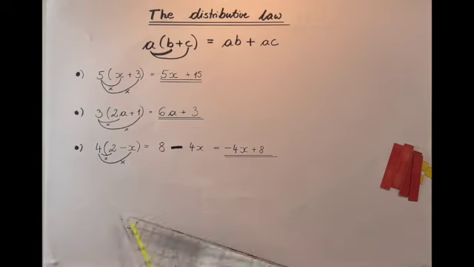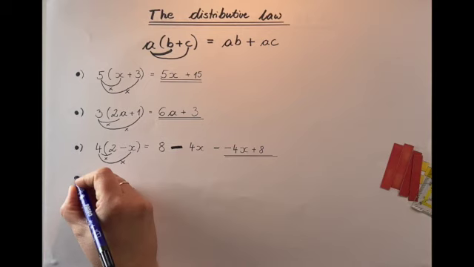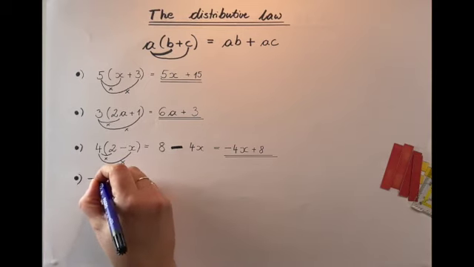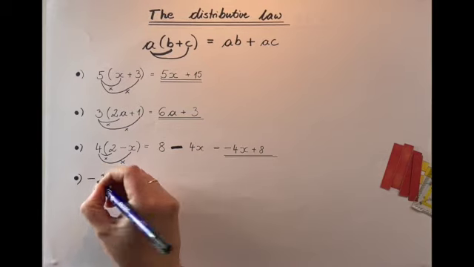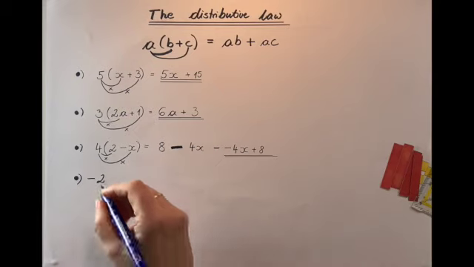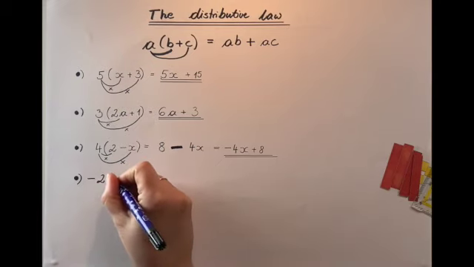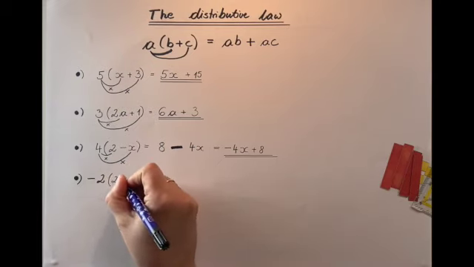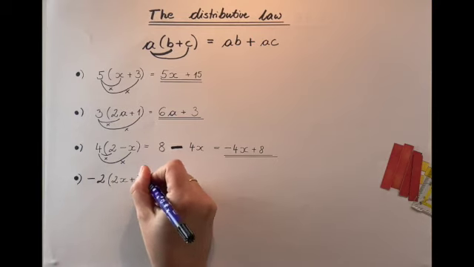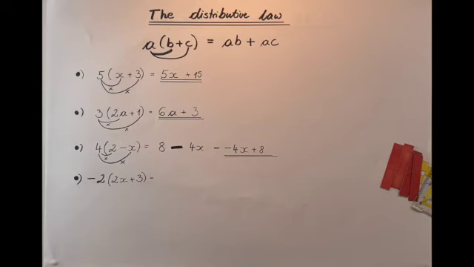We're going to do another one. And now this negative is going to be in front of our bracket. So we have negative 2 times 2x plus 3. And there are several ways to go about this.